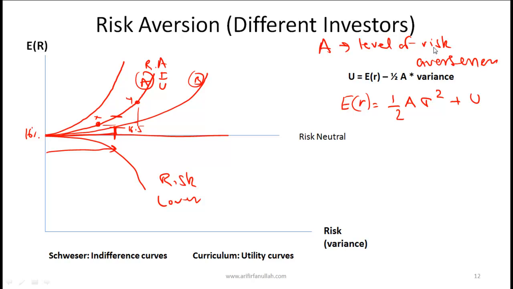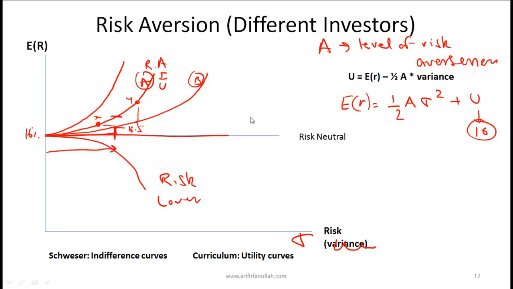So the more risk averse an investor, the higher the value of A, and U represents the level of happiness. So with, let's say, U fixed for a minute at 16, we will plot this curve over here. Look, the sigma is squared, so that's the x-axis. Actually, this is not variance; it's a standard deviation.